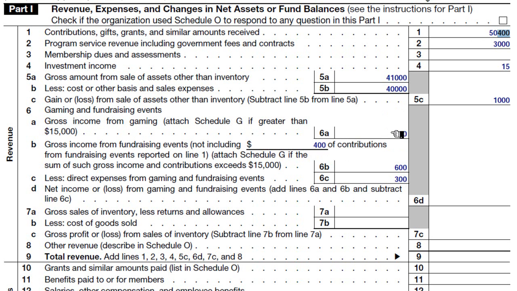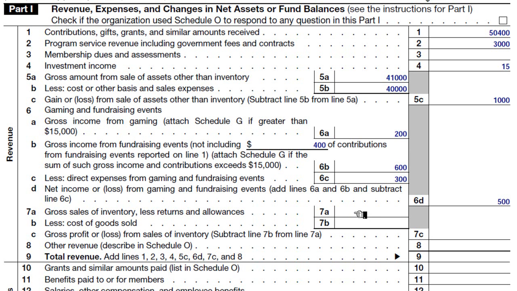So now you're going to add up all of line 6, and you're going to get the $200 plus the $300 profit here, so that's going to give you $500 coming in from the fundraiser. Now the next line is line 7, and that's gross sales of inventory.